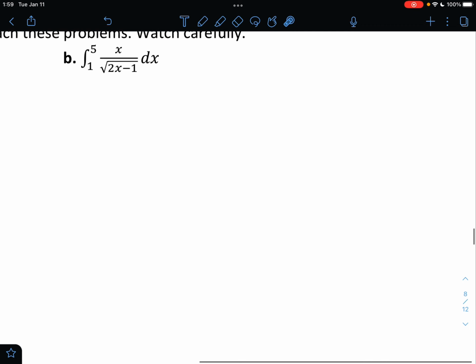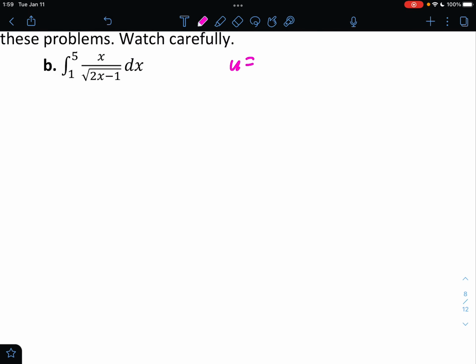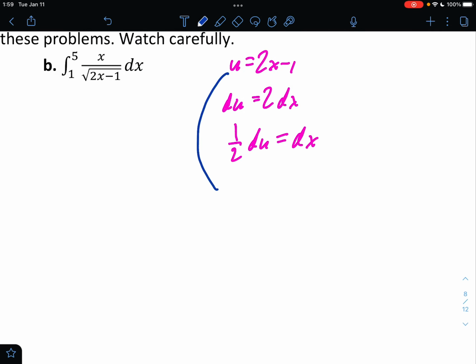All right, 8b. Clearly, we're going to want to substitute for the 2x minus 1, giving us du equals 2 dx. There's no 2 in the problem, so let's get rid of that 2. So 1/2 du equals dx. But we also have this silly x here. So we got to do what we did in the last slide and solve this for x.